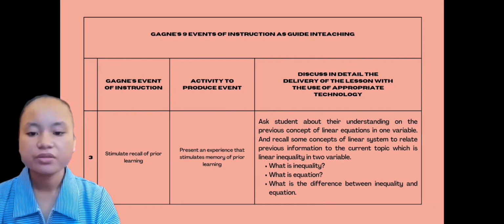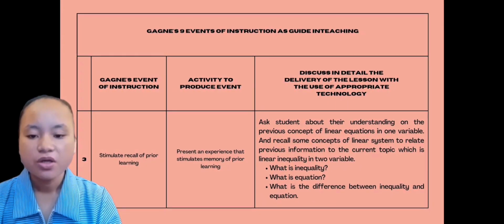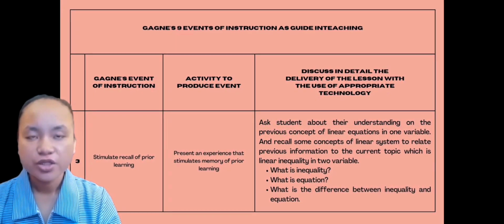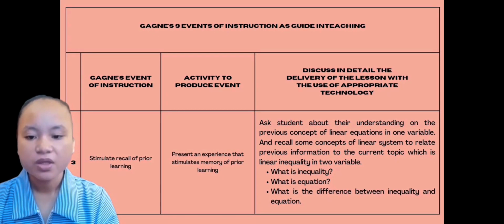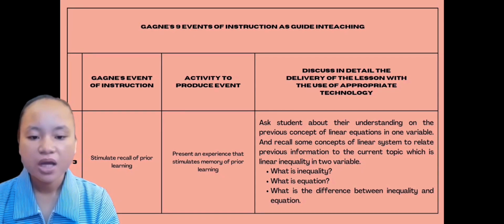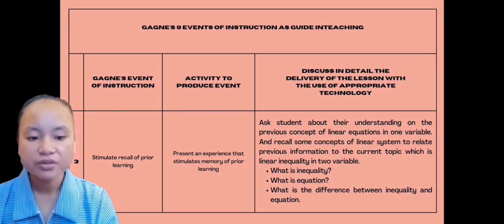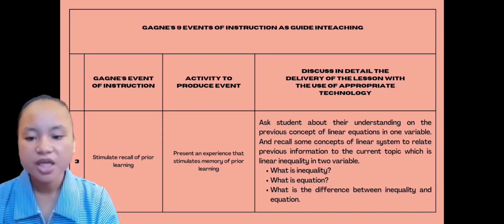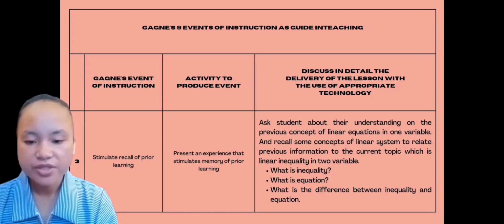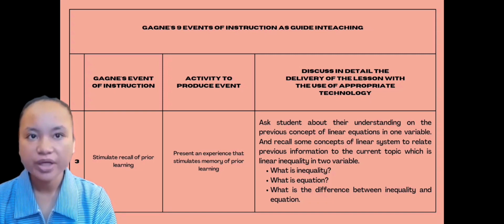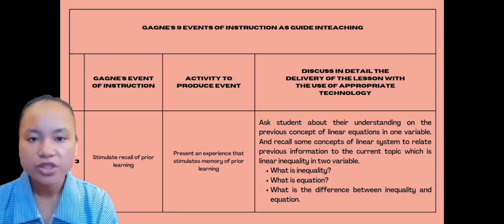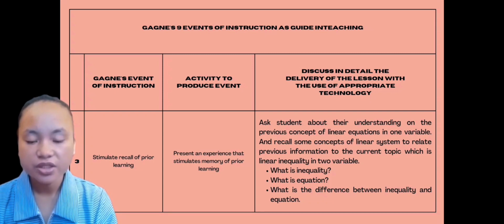Third is stimulate recall of prior learning. In this event, a teacher will present an experience that stimulates memory of prior learning. When your students learn something new, match the new information with related information or topics they've learned in the past. So ask students about their understanding of the previous concepts of linear equations in one variable, and recall some concepts of linear systems to relate previous information to the current topic, which is linear inequality in two variables.